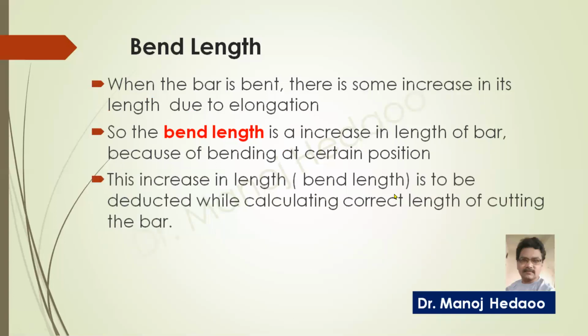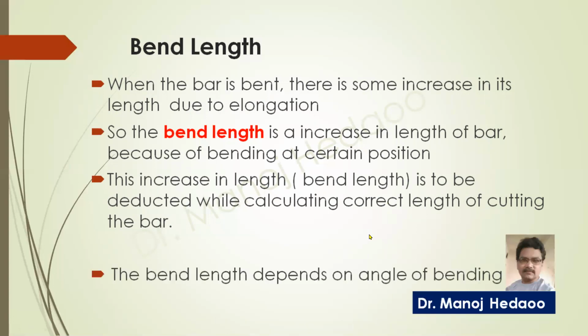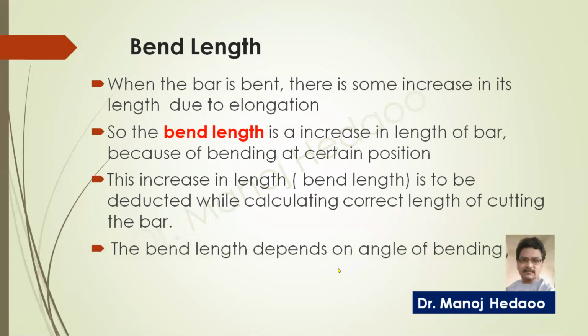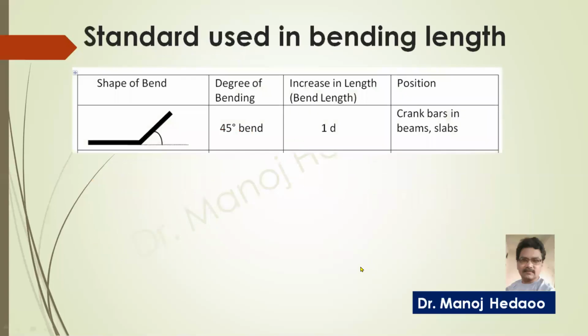Now this increase in length is to be deducted while calculating correct length of cutting the bar. Because friends, because of bending there is increase in length. So to get the original length of bar, we have to deduct this bend length. That is very important to remember. Now the bend length depends on angle of bending. It is also important. Now we will see one by one.